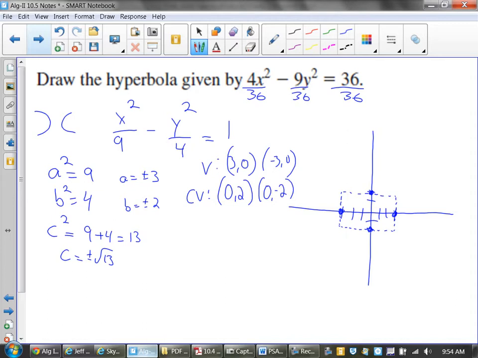When you create that rectangle, you can now put the diagonals in, and when you place your diagonals, those become your asymptotes. Last thing I have to do is plot my c value. My c value was the square root of 13. The square root of 13 is bigger than the square root of 9, but smaller than the square root of 16. So 3.5-ish. So here's 4, so we'll put it about here.